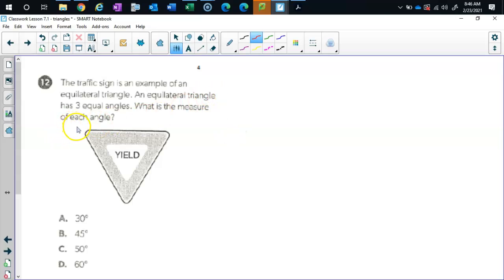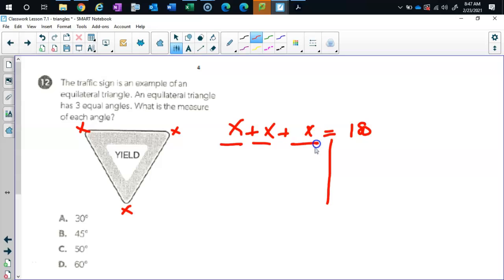All right, well, there are 2 ways you can do this. If all angles are equal, they're all going to be X. So we can say X plus X plus X equals 180. Solve this. 1X plus 1X plus 1X is 3X equals 180. Divide both sides by 3, and we end up with X is 60. So you should have gotten D.